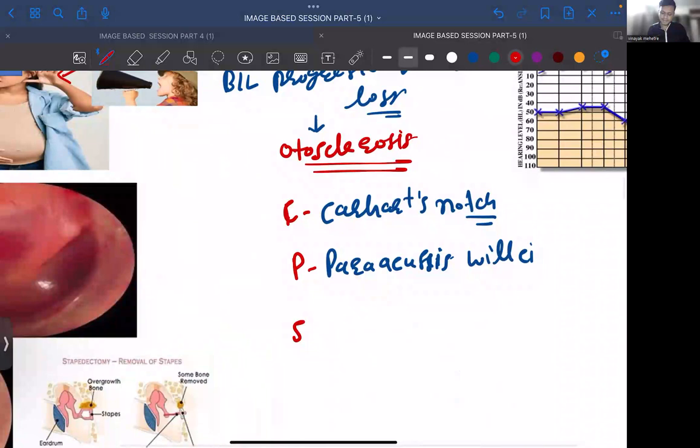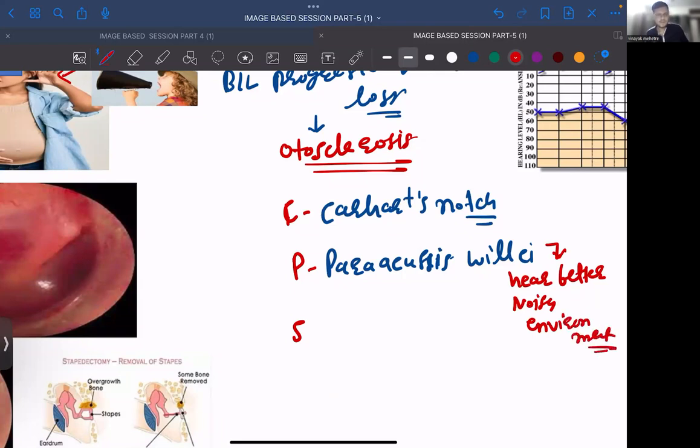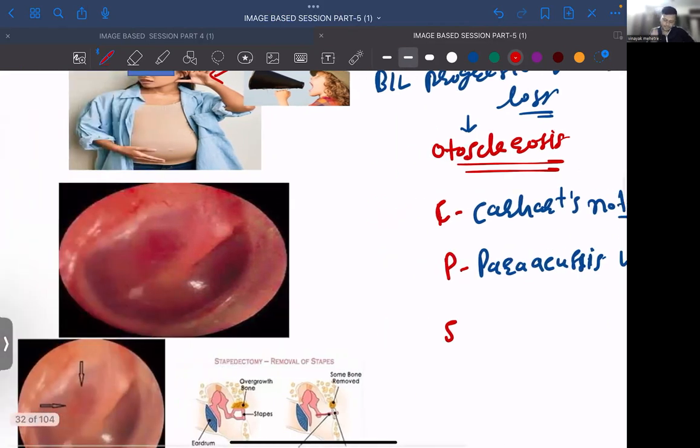क्या नाम है उसका? Paracusis willisii. Hears better in noisy environment. ठीक है. Noisy environment. Right? और नाम भी खतरनाक है और एक है ना.